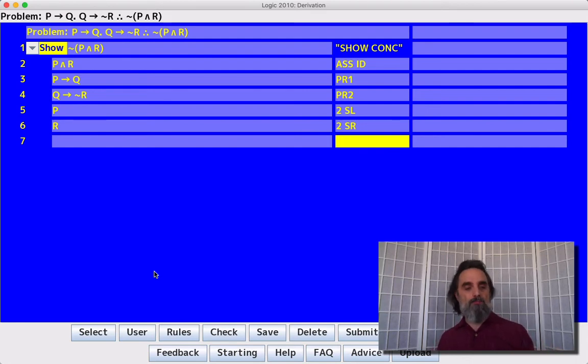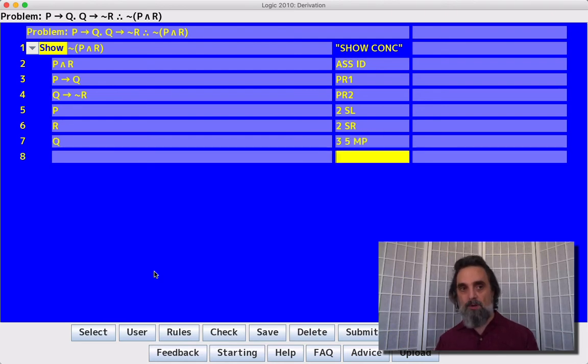Okay, so having split up line two, we want to see if we can do any other inference rule applications. And we can. When we look at three, we see a conditional whose antecedent is P, and we have P on line five, which lets us do modus ponens. We got the Q. We can do modus ponens with Q on line 4.